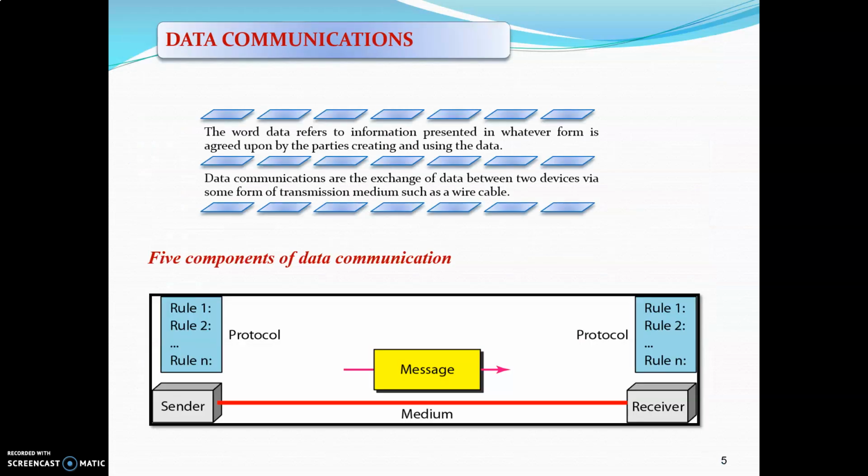Next is data communication. The word data refers to information presented in whatever form is agreed upon by the parties creating and using the data. Data communication is the exchange of data between two devices via some form of transmission medium such as wire, cable or wireless medium. Here we consider the 5 components of data communications: the sender, receiver, medium, message and protocol. These are the main components used in the data communication process.